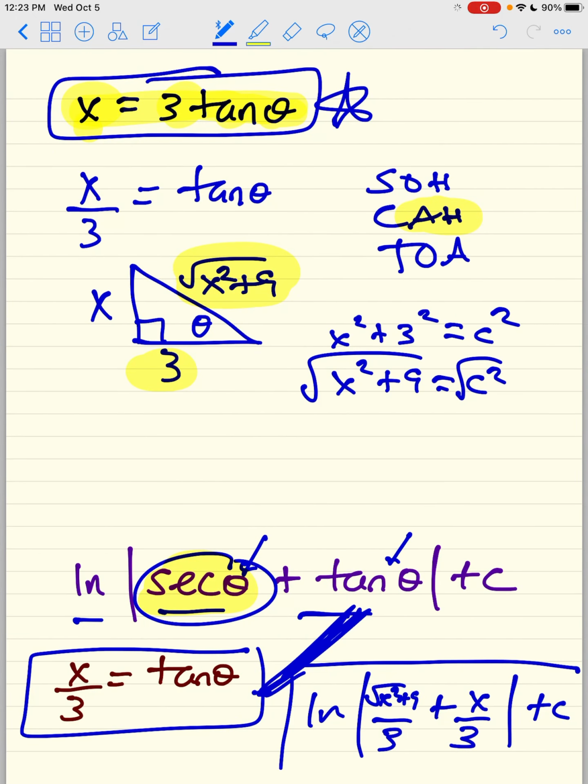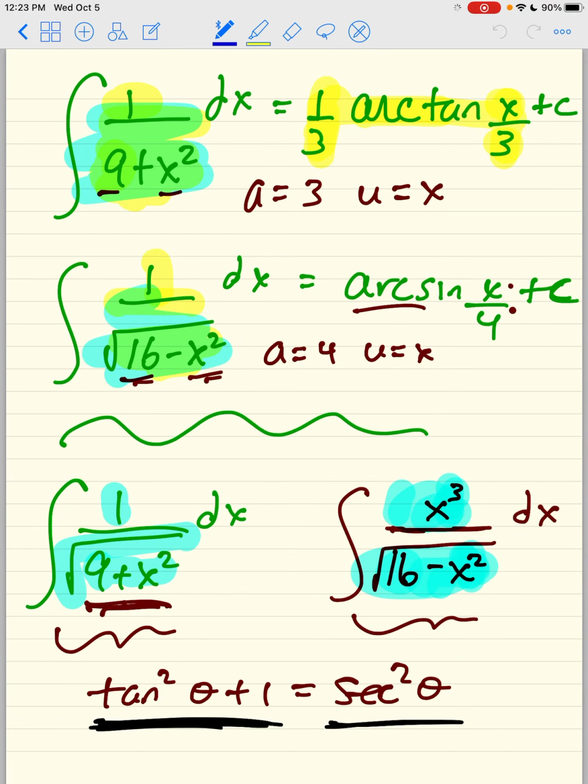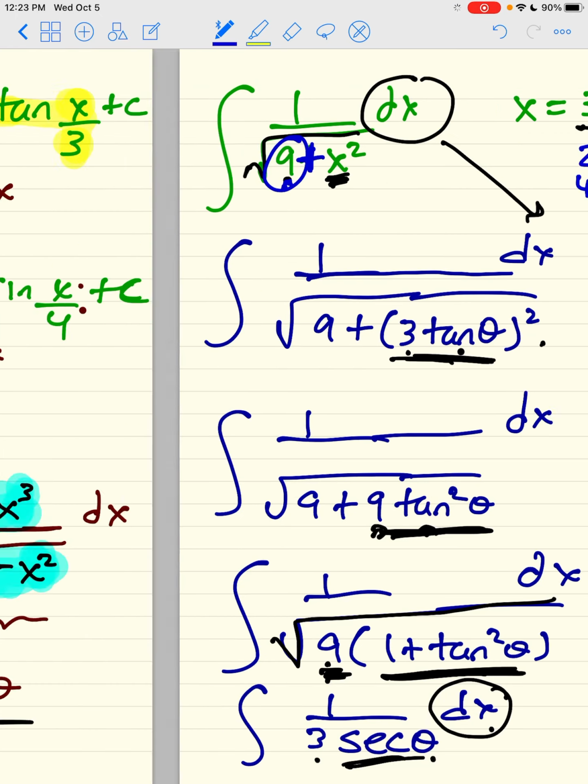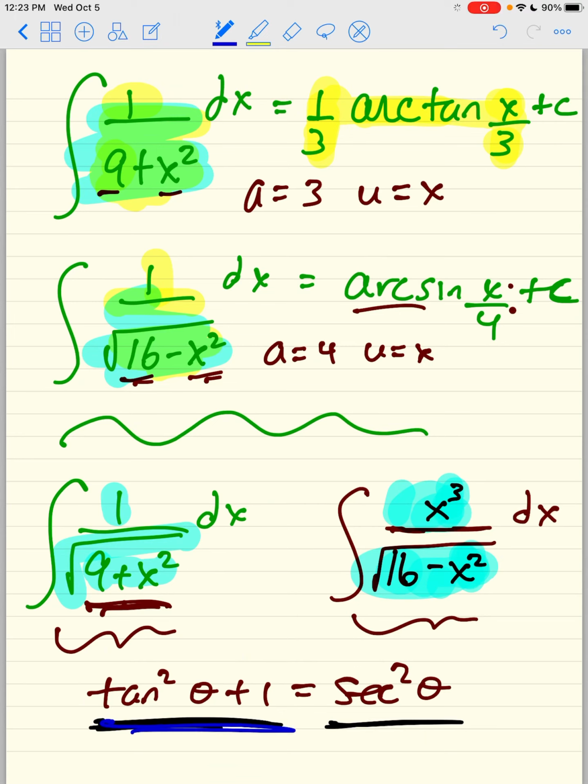So pause the video, but I just want to show you one thing. The reason why I chose 3 is because I need it to be 9. If there was a 4 here, then I would choose this to be a 2. If there was a 16, then I would choose it to be a 4, and so on. And the reason why I chose tangent is because when there's a plus sign, you want this. When there's a minus sign, guys, you want to use sine.